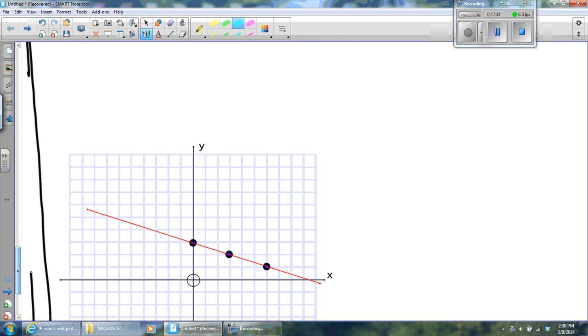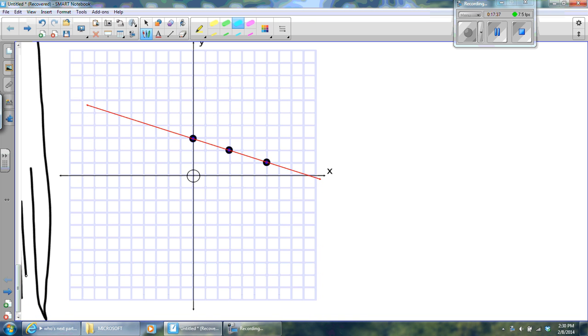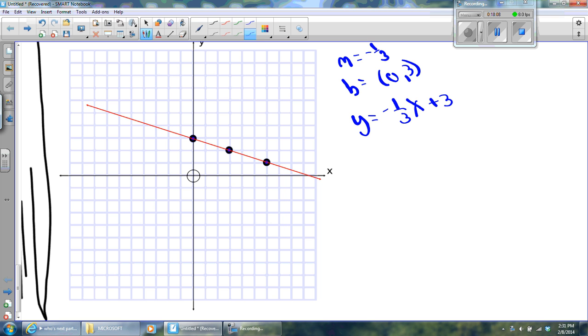All right, last one. On this one, I've given you a line. First thing you want to do is figure out the equation of this line. Remember, we need a slope and we need a y-intercept. My y-intercept is at 0, 3. Okay, my slope is down 1, right 3, so it's going to be negative 1/3. Okay, so my equation is y equals negative 1/3 x plus 3.